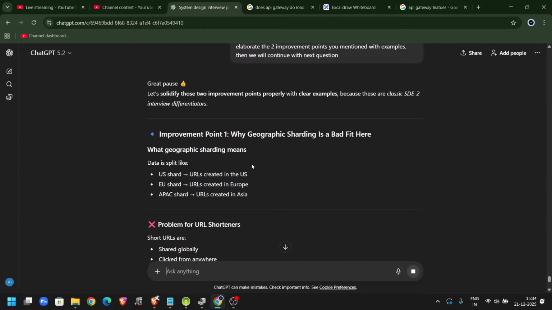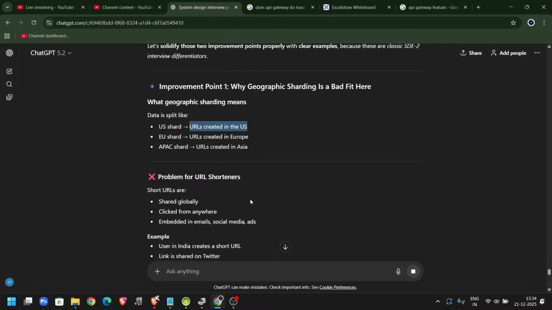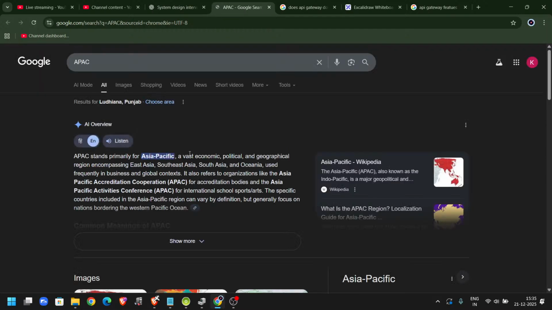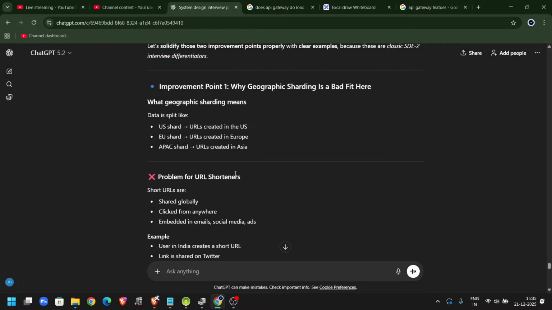Right. So what geographic sharding means is data is split like US shard, URLs created in US, Europe, Asia. Okay, this is called APAC. APAC. What is APAC? Asia Pacific. Okay. The problem for URL shorteners: short URLs are shared globally, clicked from anywhere, embedded in emails, social media ads.